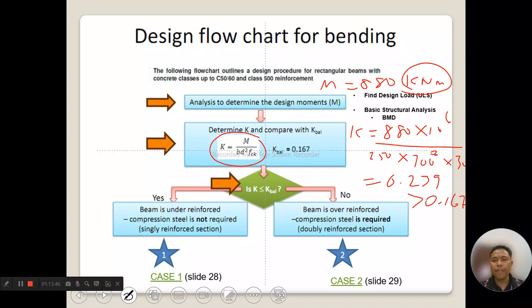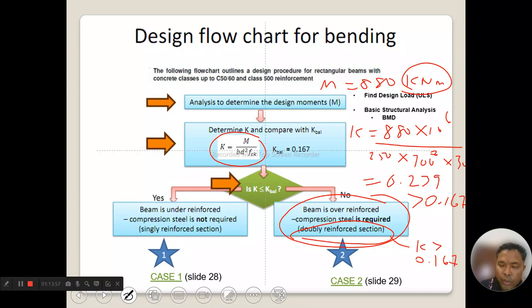Sebab ini kategori bila K is greater than 0.167, meaning that it's a doubly reinforced. So ingat saya dah cakap tadi, you kena tulis conclusion ya. It's a doubly reinforced section. You kena tulis jangan tak tulis. Kalau tidak tak ada markah. Doubly reinforced section. Okay, itu step pertama. And after that baru kita design.